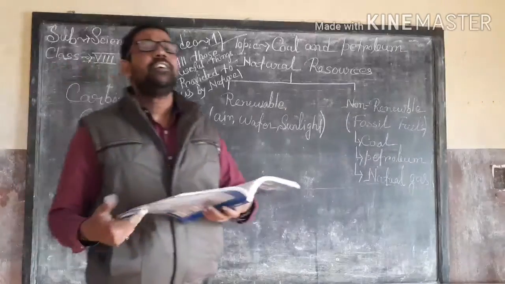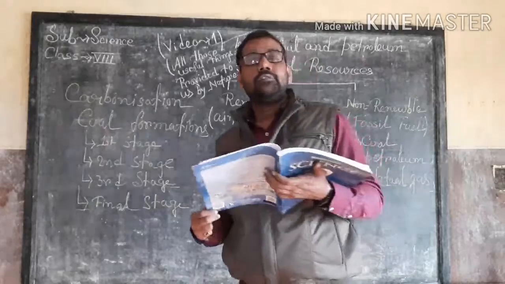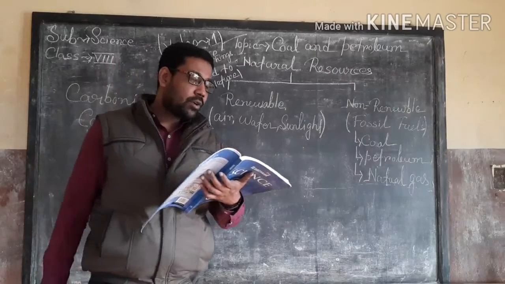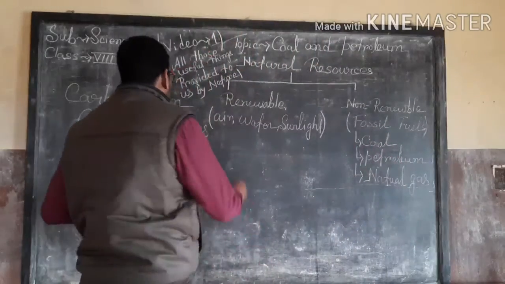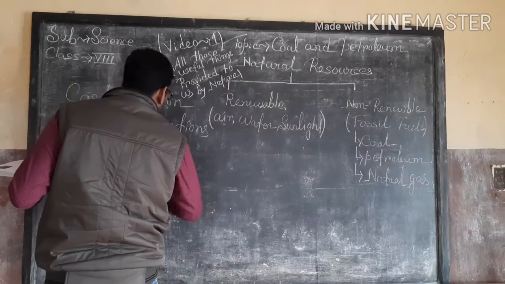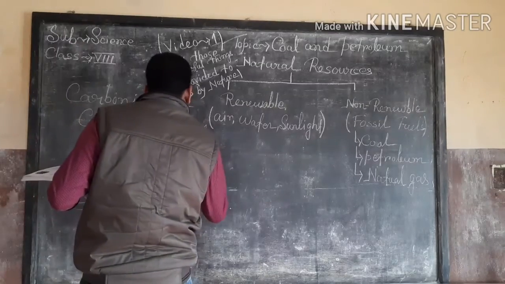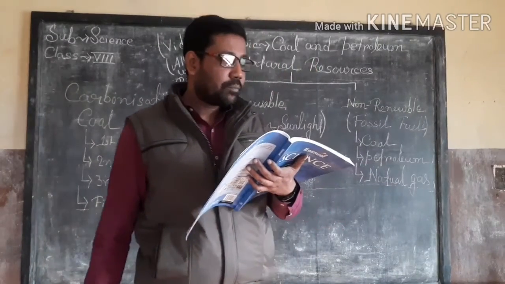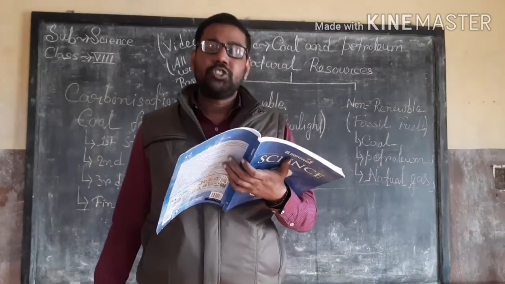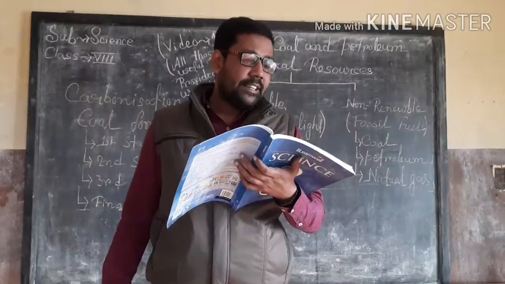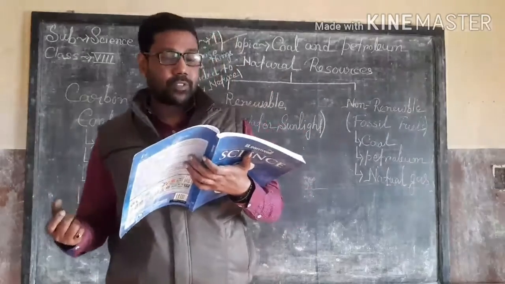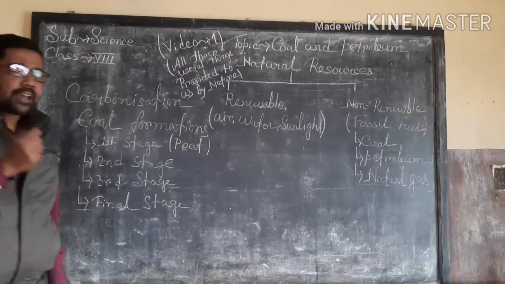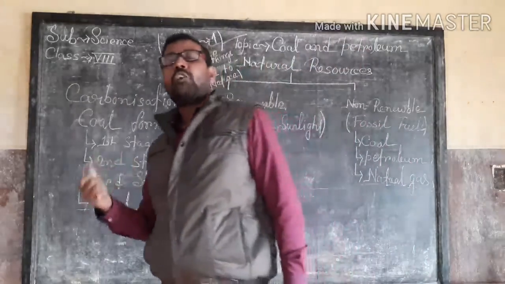In the first stage, when vegetation gets buried in the earth millions of years ago, a material called peat is formed. So in the first stage, which type of coal is formed? That is peat. It is an accumulation of partially decayed leaves and branches, and it contains very little carbon, but its moisture content is high. So, what is the characteristic of this peat? This peat contains a very small amount of carbon, but a very high amount of moisture.